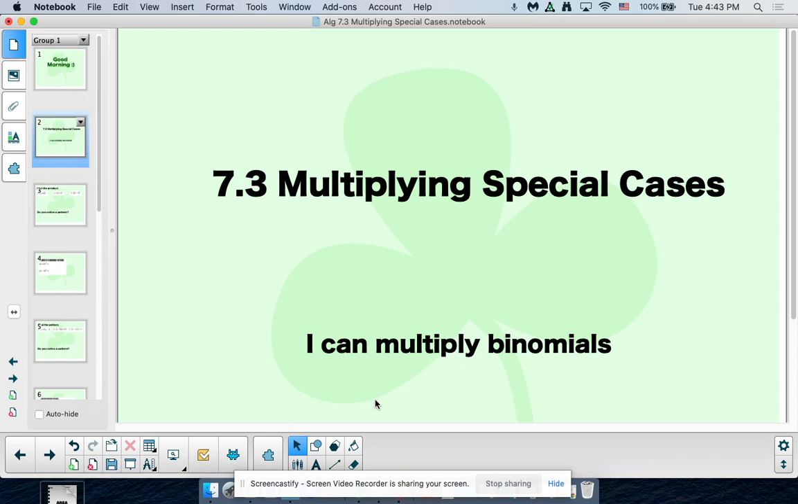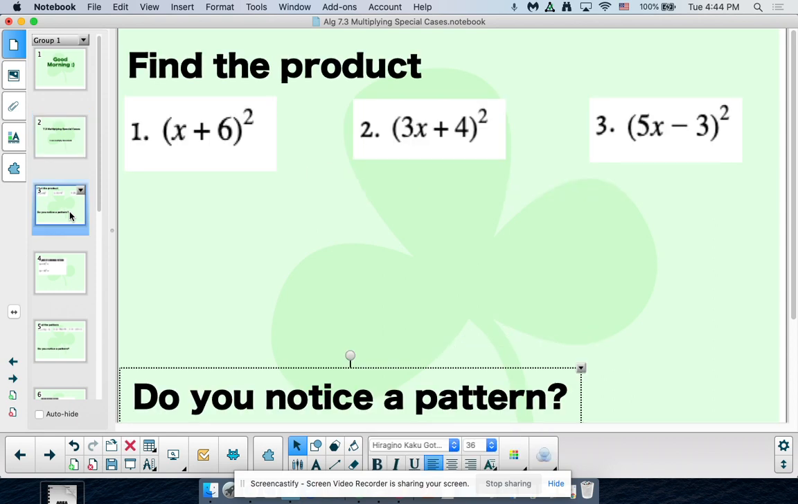Okay? So today's lesson isn't going to be anything new. It could help you in the long run if you want to be more efficient, if that's something you're interested in. But I will say with that, being efficient sometimes causes you to make more mistakes. All right, we'll talk about that when we get there. But let's just find the product here.